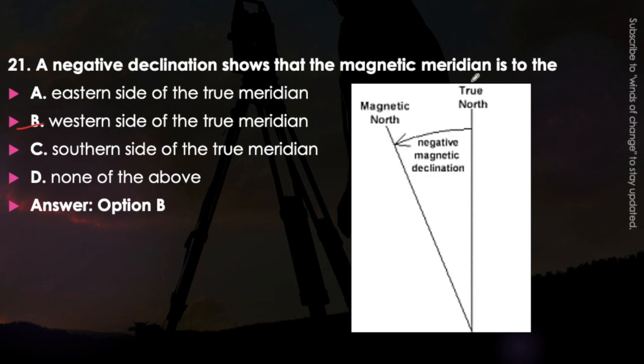It looks like this, when true north is like this and magnetic north is on the western side of the true meridian, then it will be called negative magnetic declination.